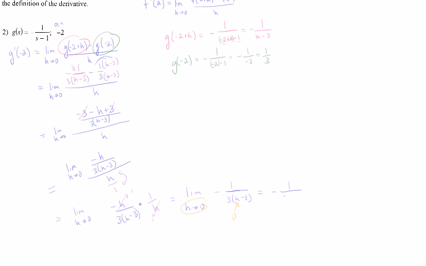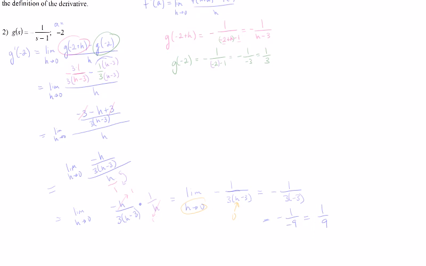All right, so I end up with 3 times 0 minus 3, and you don't have to show that work. You can just put 3 times negative 3, since 0 minus 3 is negative 3. And then from there, we get negative 1 over negative 9, which is equal to positive 1/9.